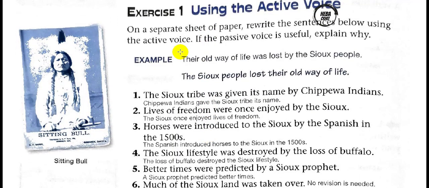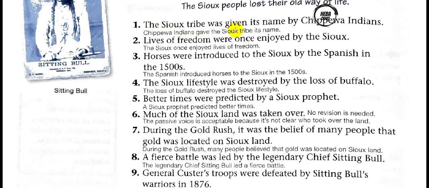Exercise 1. We should change the sentences from passive voice to active voice. But if the passive voice is useful, we don't change it, and I have to explain why. Number 1. The Sioux tribe was given its name by Chippewa Indians. We have to change it because I already know the doer of the action. So, Chippewa Indians gave the Sioux tribe its name. Number 2. Lives of freedom were once enjoyed by the Sioux. Again, I know the doer of the action, so I use it and put it in the active voice. The Sioux once enjoyed. Notice how we changed from passive to active using the same tense. Here it's past simple, so the Sioux enjoyed.